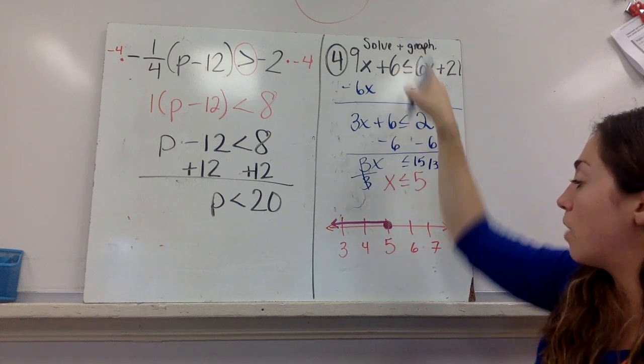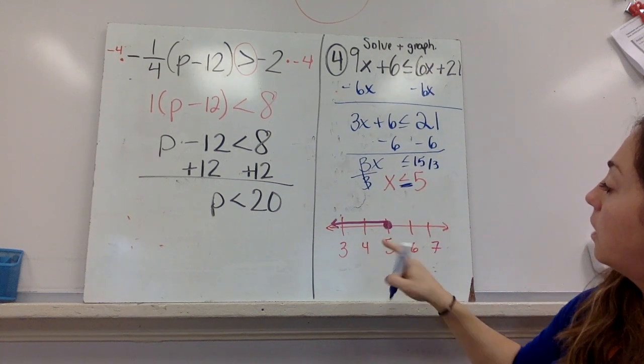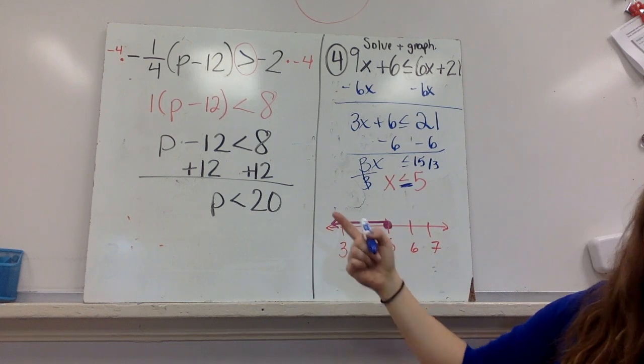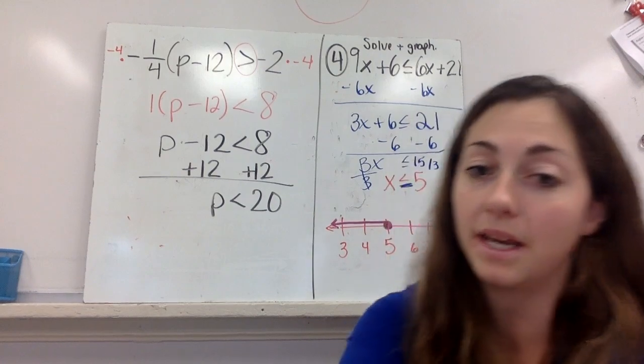And because it's set to graph, I make my number line. Why is it a closed circle? Because it's equal and less than. Those are all the values going to the left. So that's what I shade. And that is multi-step inequalities.